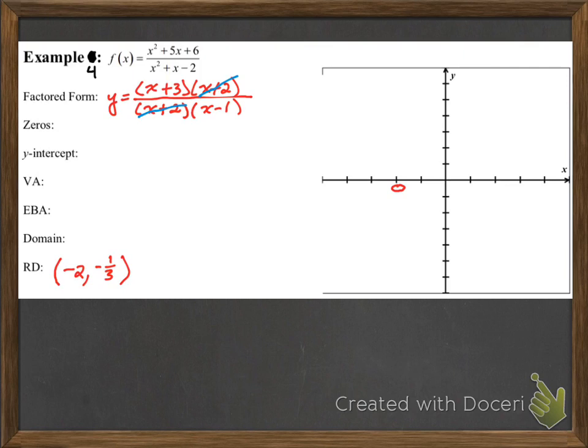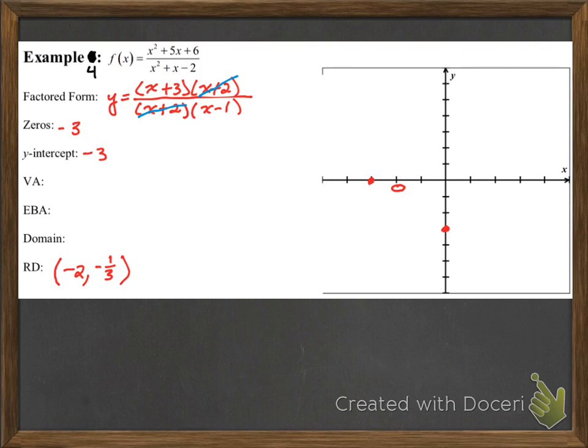All right, so now the zeros. The zeros we get from the numerator, and the x value that makes the numerator 0 is -3. All right, so graph crosses the x-axis right here. The y-intercept you get by putting 0 in for x. Well, that's going to just leave us with +6 over -2, which is -3. So -3 on the y-axis is the y-intercept.